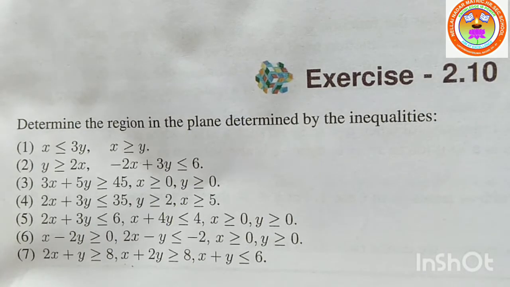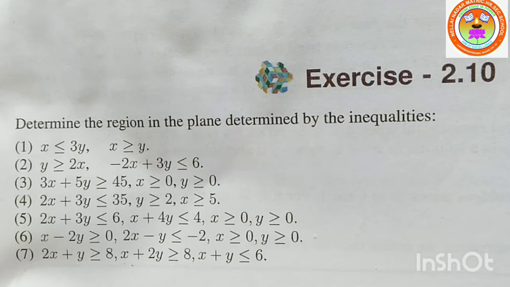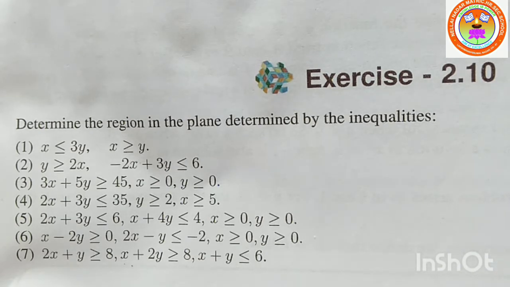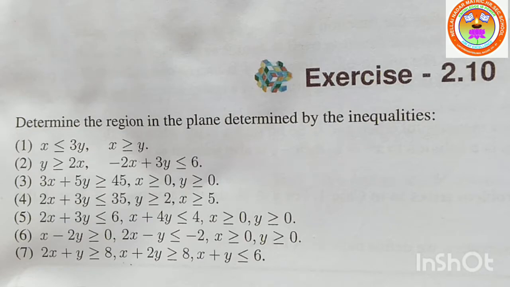See the first question. Determine the region in the plane determined by the inequalities x is less than or equal to 3y and x is greater than or equal to y. Let's see how we are going to represent the two inequalities on the graph sheet. Before drawing the graph, we need to take values of x and find the corresponding values of y. That is what we do in the lower classes for drawing a graph, and the same process we are going to use here also. Okay?